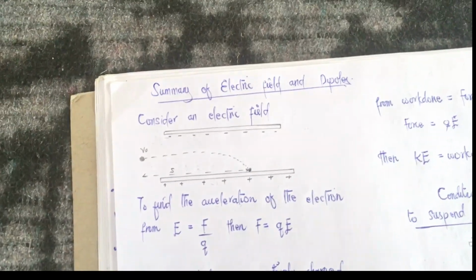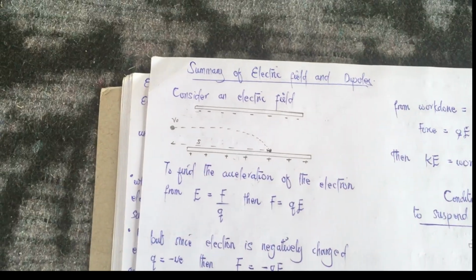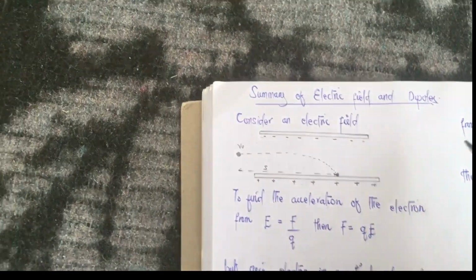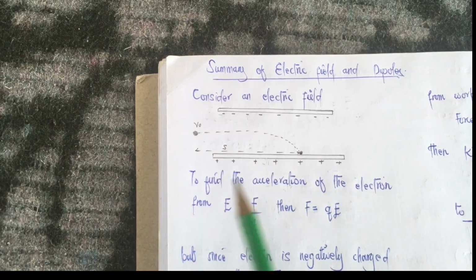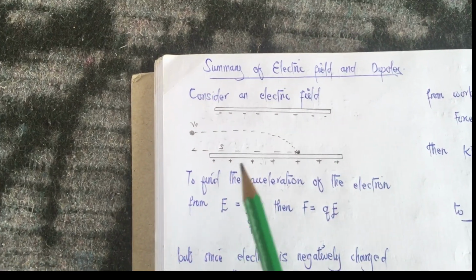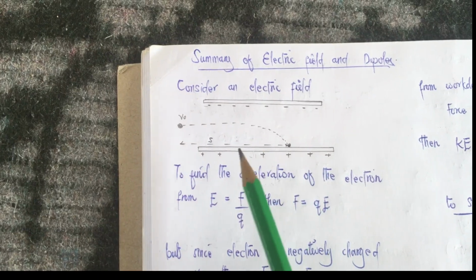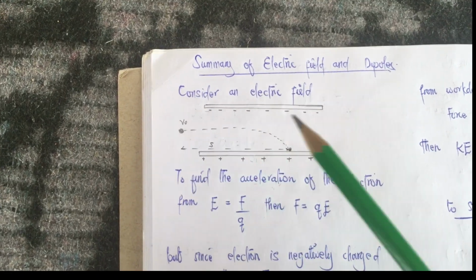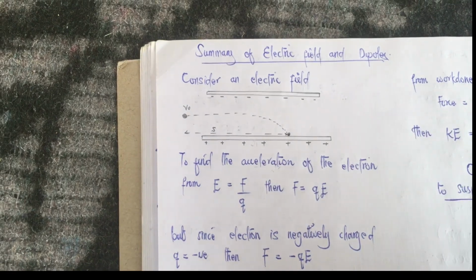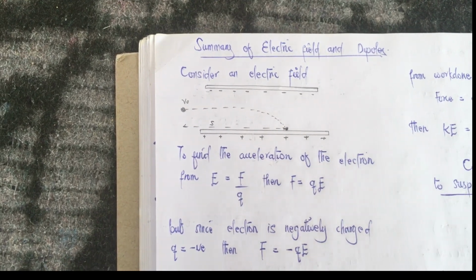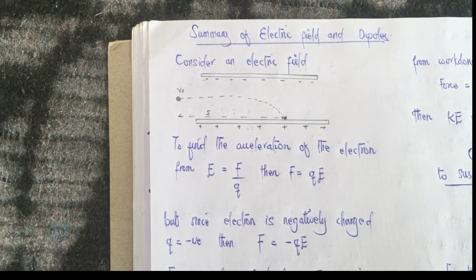So here, let's talk about the summary of electric field and dipoles. Let's consider an electric field. If you are having a charged particle here, and we are having another charge, they are dipoles. Let's assume that they are all having the same magnitude of charge, and here is negative and here is positive. When you project an electron, you can all remember from our previous lesson about projectile motion, the moment you project something, it undergoes a parabola form.